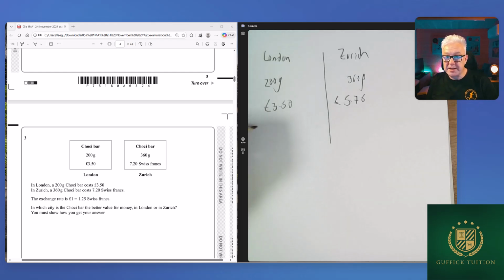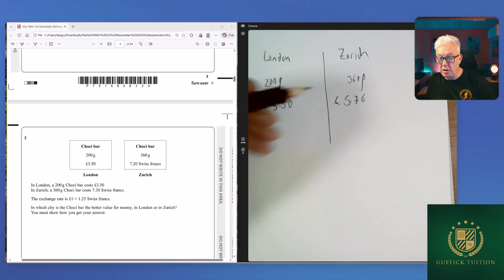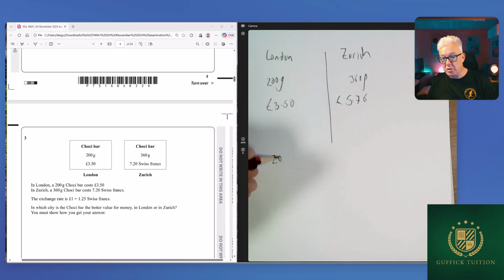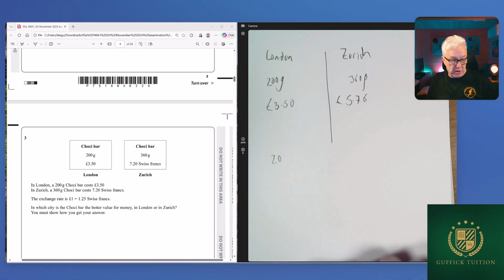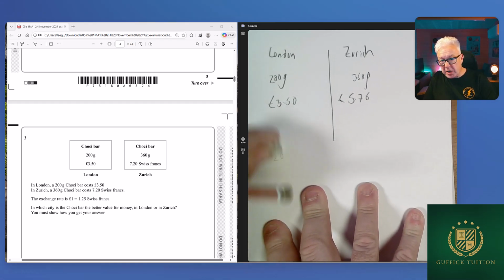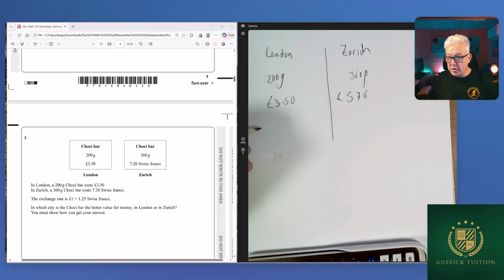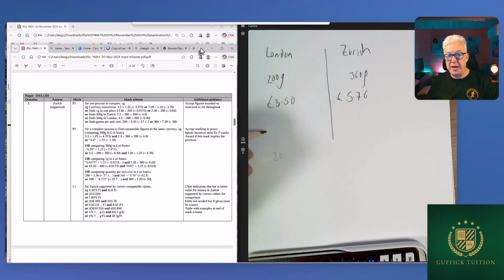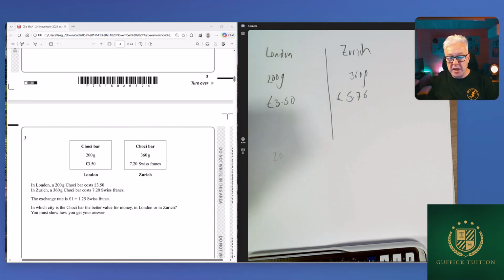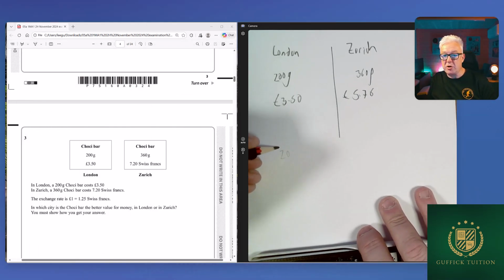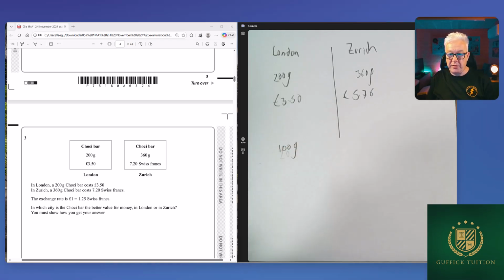The next step now is to make the amount of chocolate match. We've got 200 grams. Actually, why don't we go with 100 grams in both of the towns, because there are so many ways we can do these kinds of questions. It's quite tricky to mark, because the mark scheme has a million different ways of working these things out. But what I'm going to do is work out 100 grams. So let's go for 100 grams, and that is going to be £3.50.